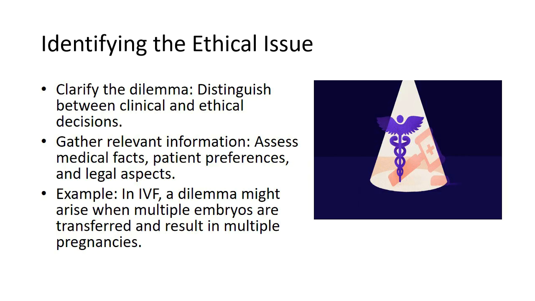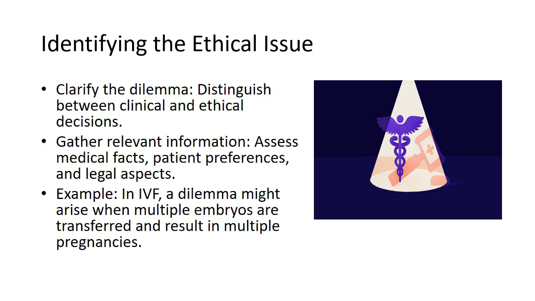Example: in reproductive medicine, a situation might arise where a couple wishes to undergo embryo selection based on genetic screening to avoid hereditary diseases. But the ethical issue involves concerns about the implications of genetic selection on societal values.